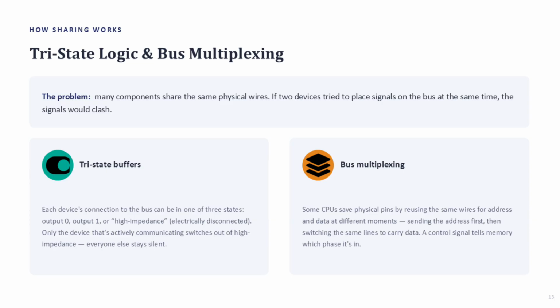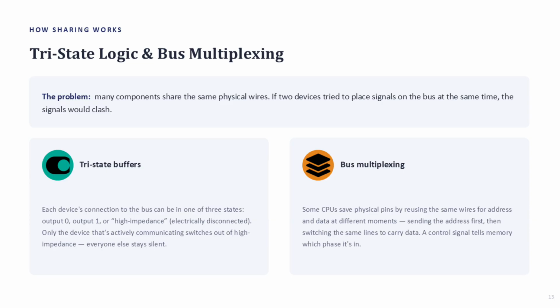If the CPU and another device both tried to place electrical signals onto the same bus at the same time, the signals would interfere with each other. The receiving device wouldn't know which signal was correct, leading to communication errors. So, how is this problem solved? Engineers use something called tri-state logic.